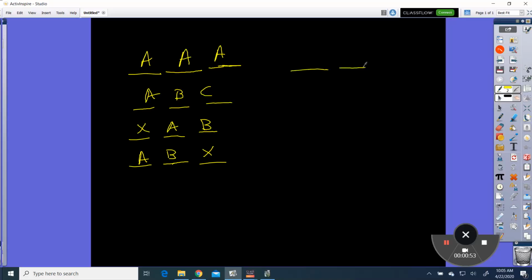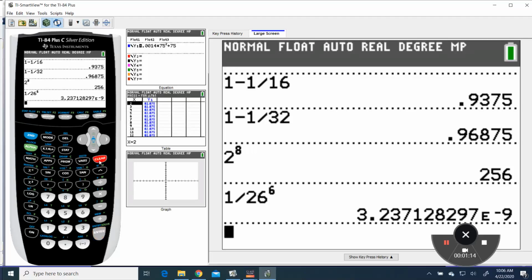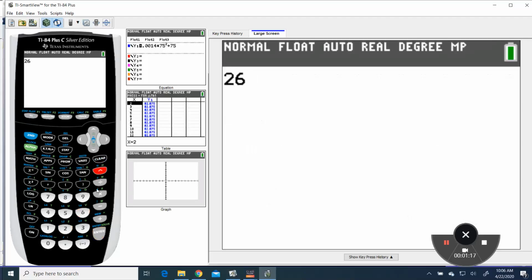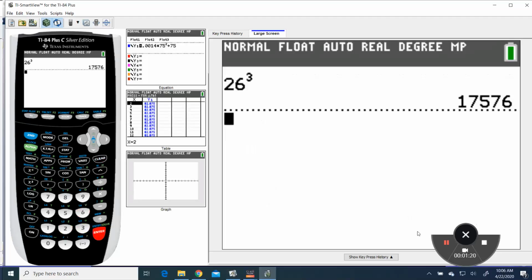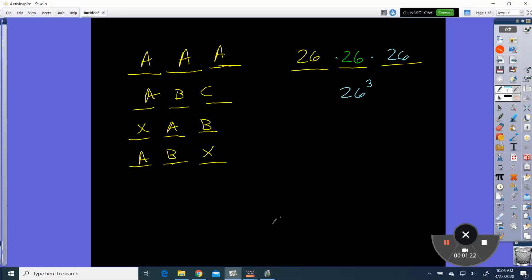So if I have three spots, how many choices do I have for this first spot? Well, our alphabet has 26 letters, so that's 26. And since we can repeat letters, the second spot also has 26. And because we can still repeat another one, the third spot can have 26, and I just multiply those together, and that will give me the total number of choices. So that's just 26 to the third, 17,576 choices in that.